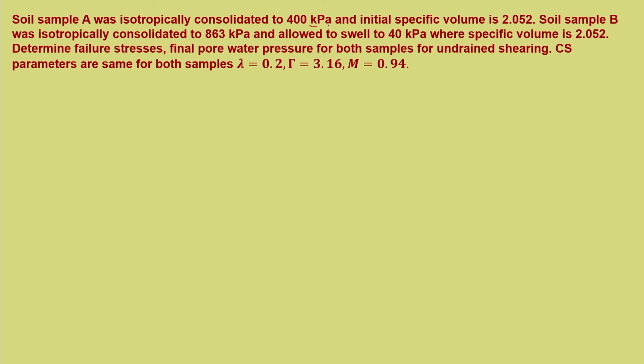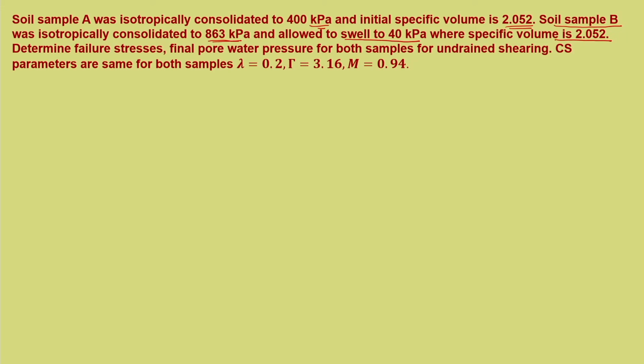Soil sample A was isotropically consolidated to 400 kilopascal, and the initial specific volume is 2.052. So, sample A, from the previous discussion we know, is in a normally consolidated state. Soil sample B was isotropically consolidated to 863 kilopascal, and then it is allowed to swell to 40 kilopascal, where the specific volume is again 2.052.